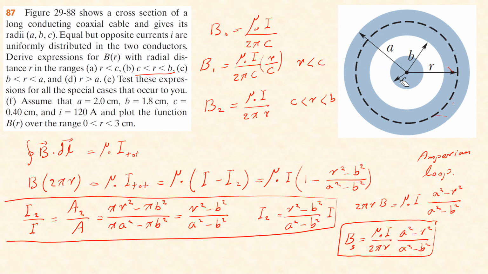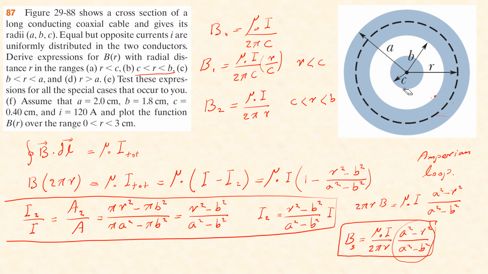So if r is equal to b, it means that you are here. And of course, the outer shell doesn't create any magnetic field there. The whole magnetic field will be that of the inner cylinder. And if you put r equal to b, you see that this fraction becomes 1, becomes mu naught I over 2 pi b, right? So that's the magnetic field of this one at this point, which is correct.